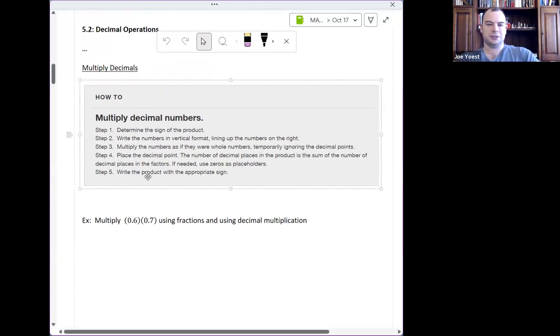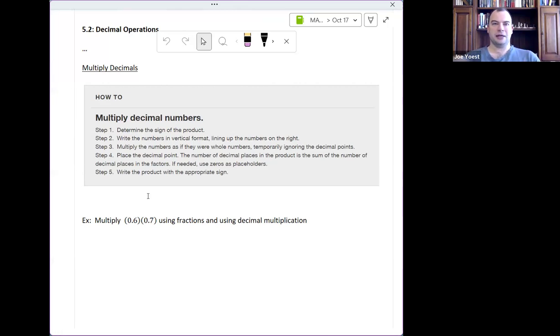So if we look at our strategy for multiplying decimals, first we determine the sign of the product, same as before. If we had 8 times -3, we have a positive times a negative, so the answer is going to be negative. We write the numbers in vertical format, lining up the numbers on the right. Note here, we just line up the numbers starting on the right. We don't stick any extra zeros on, and we don't line up the decimal points.